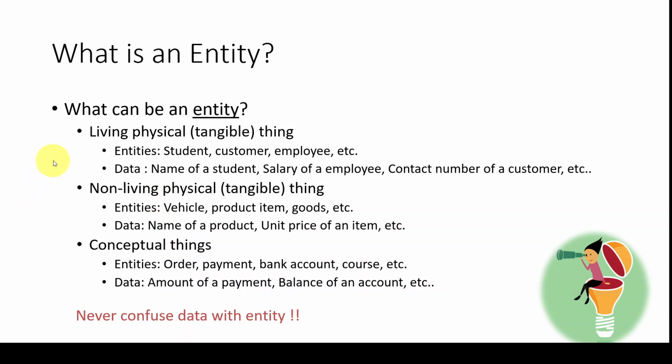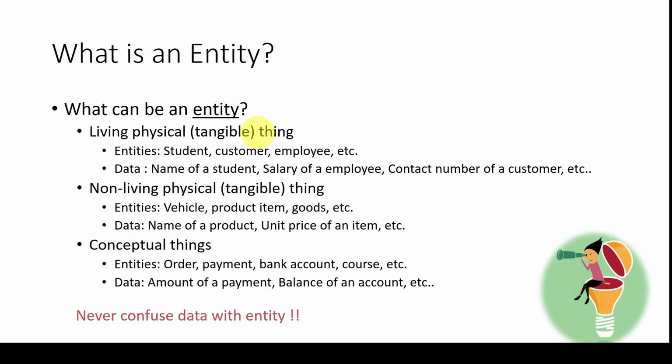These entities can be living physical things, or tangible physical living things. For example, it can be a student, customer, employee. They are all living things and physical things. And of course, the data can be related to these living things: maybe the name of the student, salary of an employee, contact number of a customer. So living things can be entities, and there are data related to those.